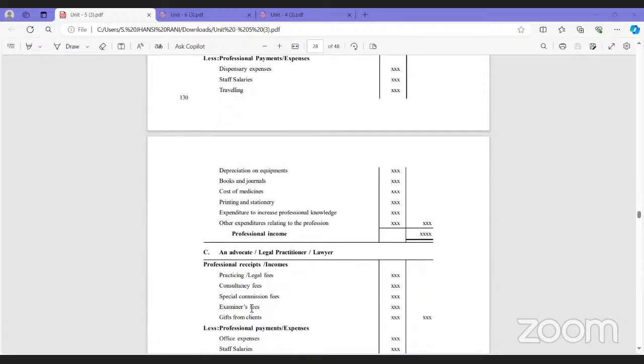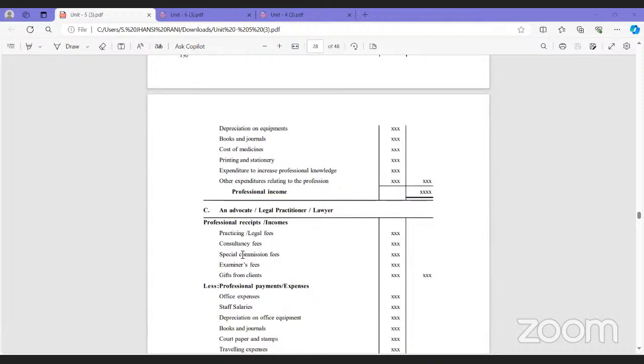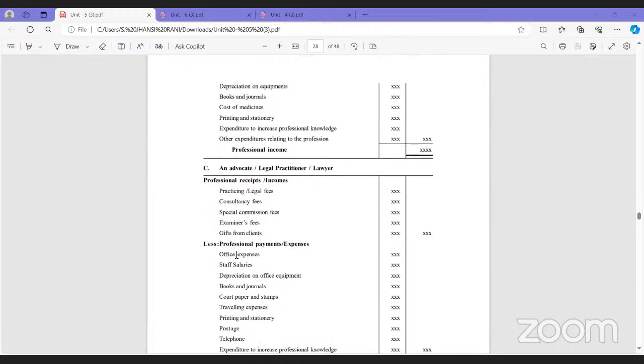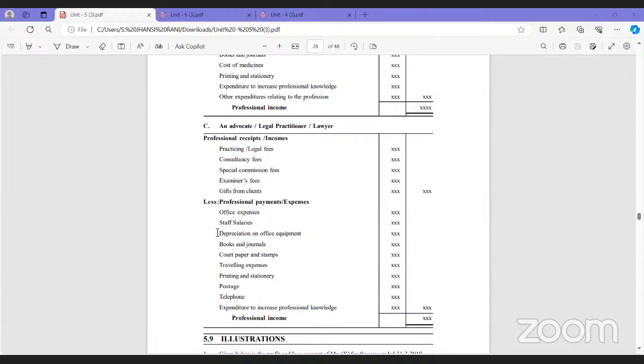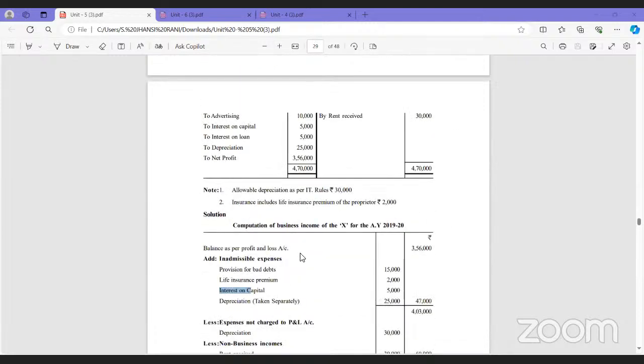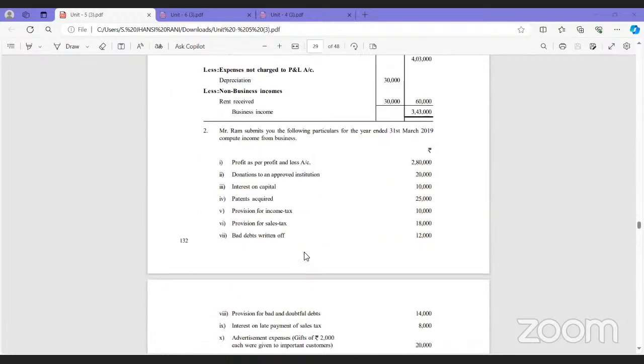Next, we have an advocate or legal practitioner or lawyer. So his income will be practicing fees or legal fees, consultancy fees, special commission fees, examiner's fee, gifts from clients. And these all will be his expenses: office expenses, salaries, depreciation on office equipment, books and journals, court paper and stamp, traveling. So like this, it's income from profession. Let's take one problem which is related to income from profession.